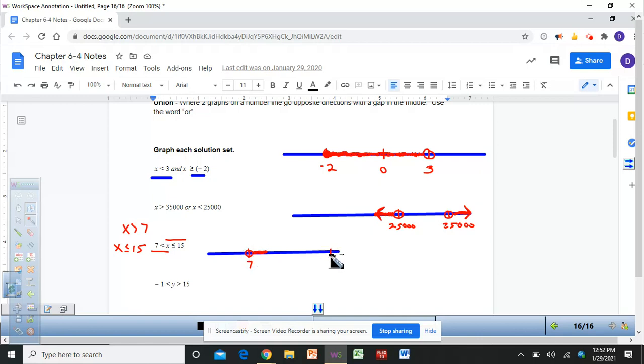Okay, and then I'm going to go to 15, just putting it on a random spot where 15 might be, and then it's going to be a closed circle. And then I'm going to look at it, and this is going to be everything less than or equal to 15.